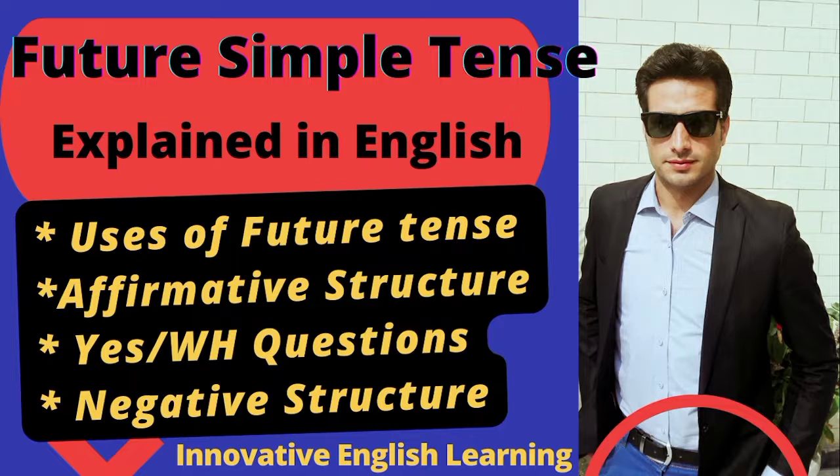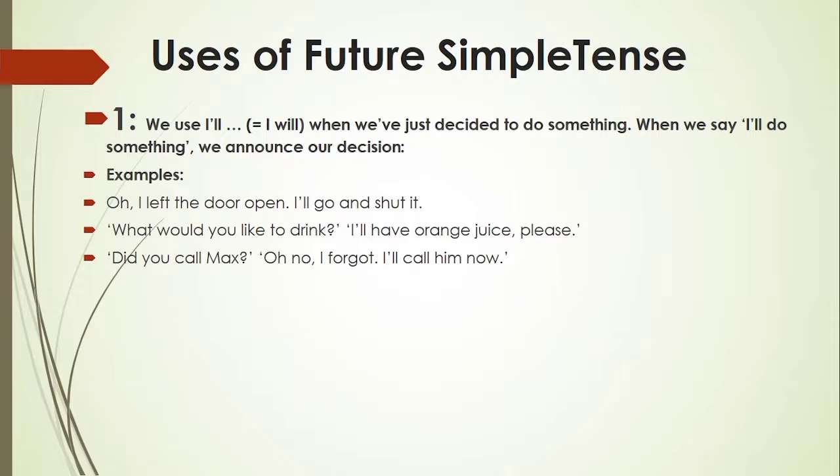Now let's see what is future simple tense. The uses of future simple tense: we use I'll or I will when we have just decided to do something. So when we have decided to do something, when we say I'll do something, we announce our decision. So when we announce our decision or plan or the thing that we have decided for future, we use future simple tense. For example, oh, I left the door open, I'll go and shut it. So it means I've decided to go back and shut it.